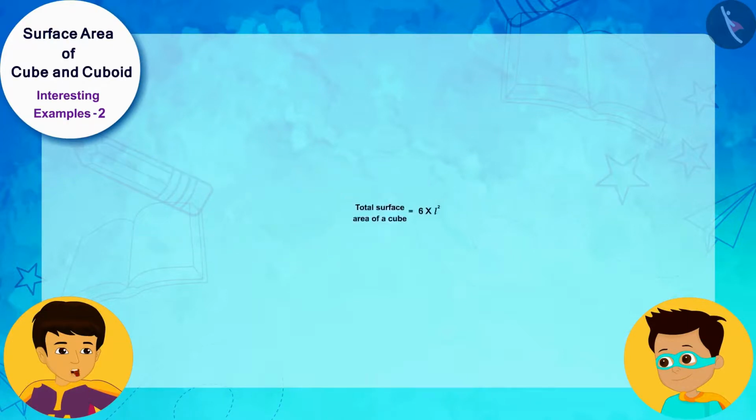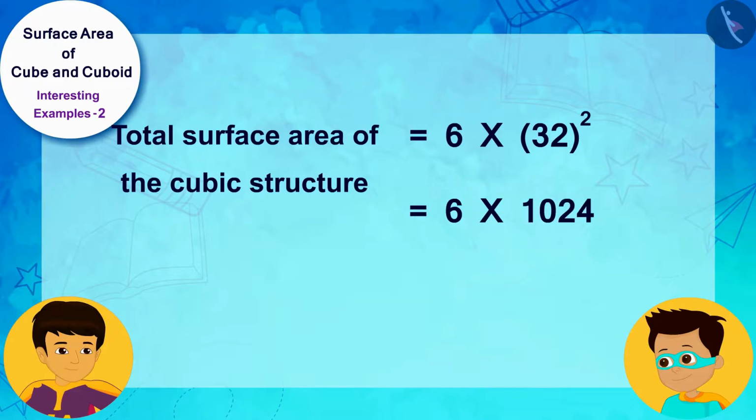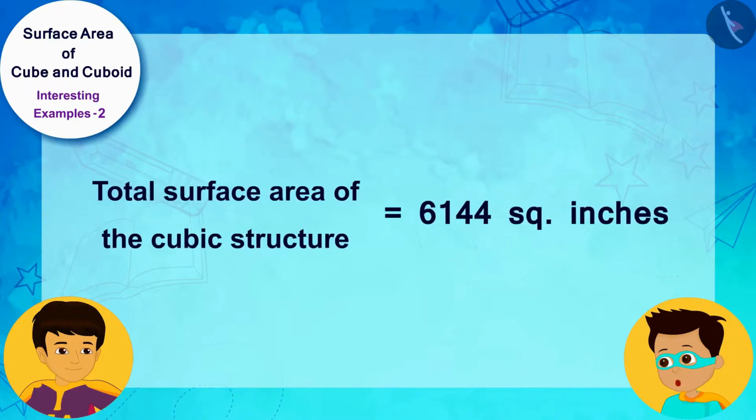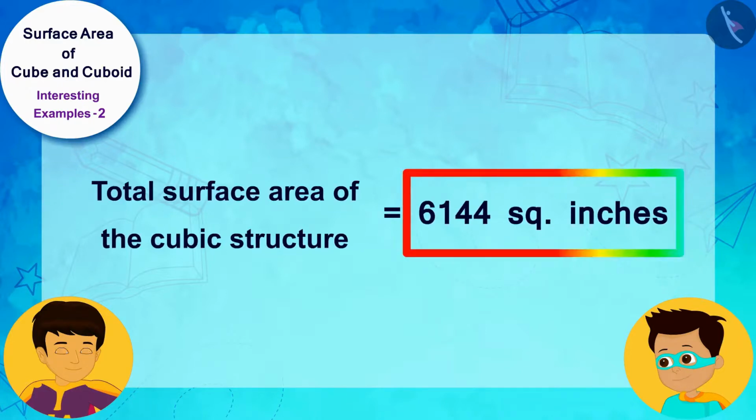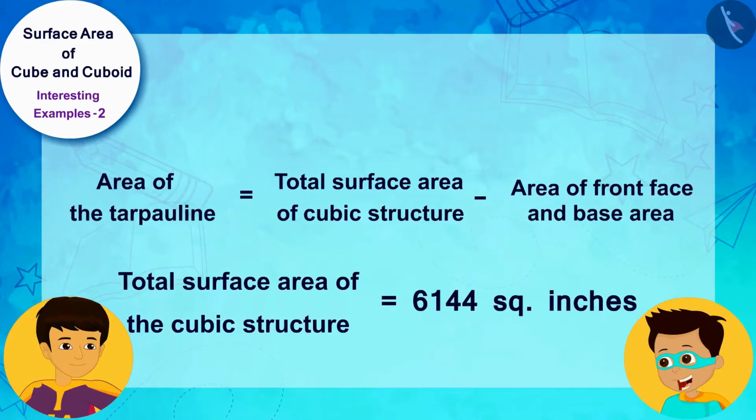Let me quickly find the total surface area of this cubic structure by putting 32 inches as the side of this cube. Look, Thomas, by solving it in this way, we can see that the total surface area of your cubic structure is 6,144 square inches. Now, we just have to subtract the areas of the front and base area from it, and then we will get the size of your tarpaulin.